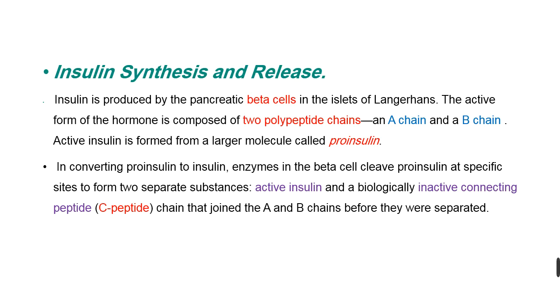The active form of the hormone is composed of two polypeptide chains, the A and B chains. It is produced from a large molecule called proinsulin. When the body needs insulin, there will be conversion of proinsulin into insulin. By what? By enzymes in the beta cells, which cleave proinsulin at a specific site to form two separate substances, the active form of insulin and the inactive connecting peptide, which is called the C-peptide, that joined the A and B chains before they were separated.